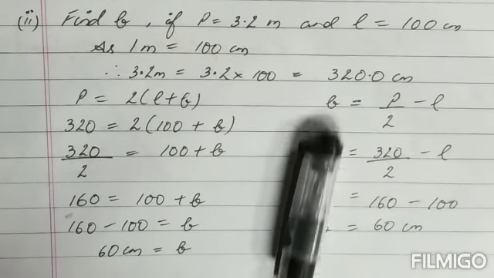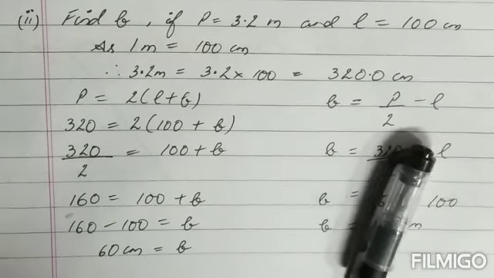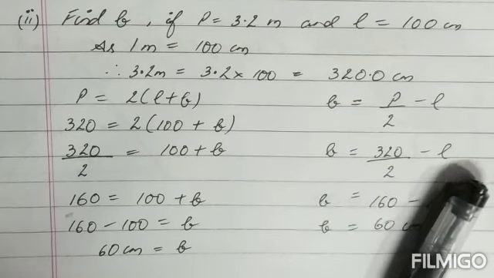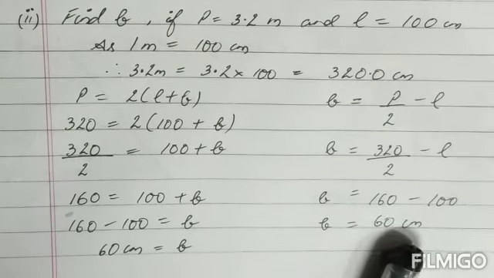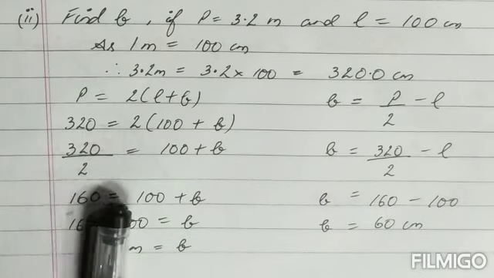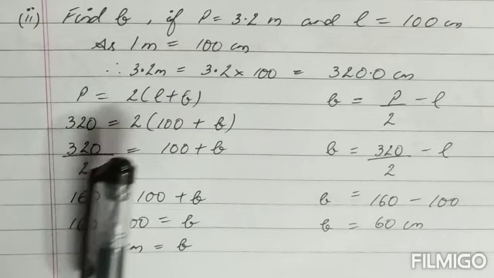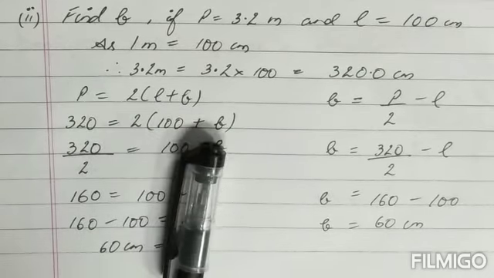Now any of these 2 methods can be used. First is by using the formula for breadth. Breadth is equal to P upon 2 minus length. So place the value of P, that is 320 upon 2 minus length. Divide this. 160 minus length, which is 100, so the breadth is 60 centimeters. Or use the same formula of perimeter, children. Place the values over here in this formula. Perimeter 320 is equal to 2. Length is 100. Breadth is not given.